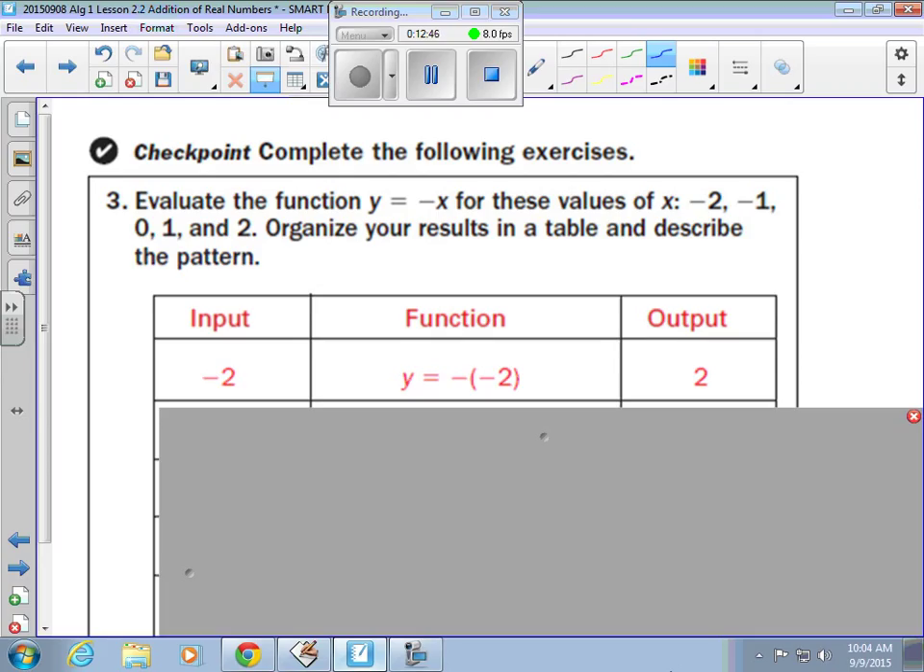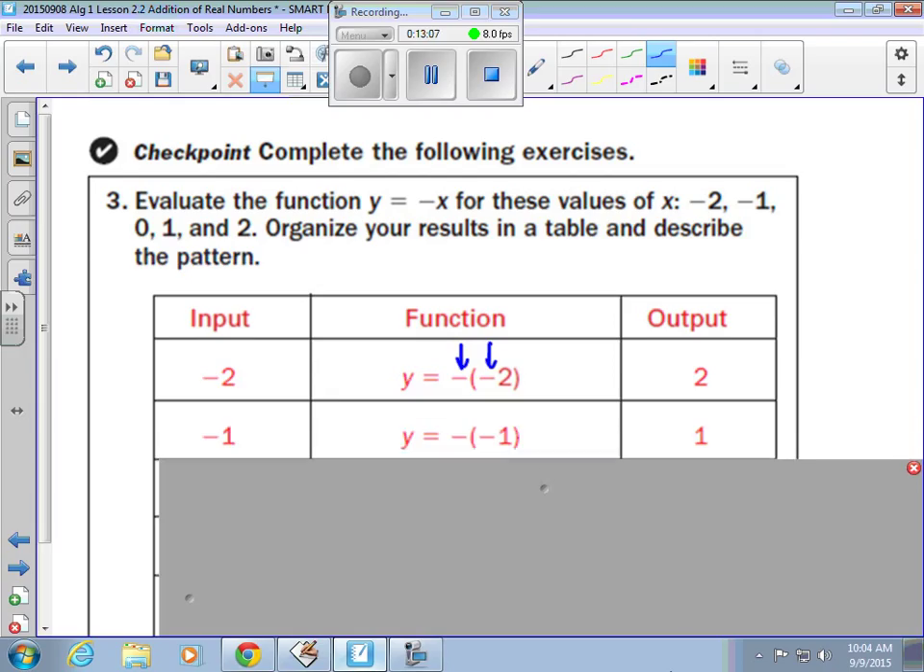Same thing, same input-output machine. Using the same values, negative 2, negative 1, 0, 1, and 2. We have 5 of them to use this time. Negative 2, so it's negative x. So what it becomes is minus a negative. So you add the opposite, which is positive 2. When you plug in negative 1, it's minus a negative again, so it becomes 1.